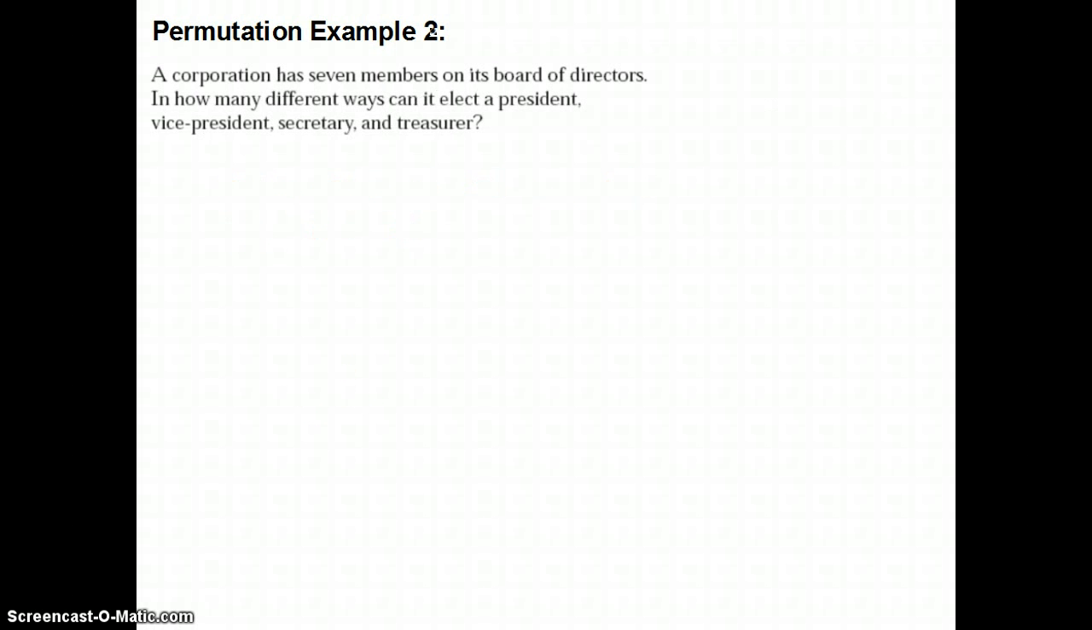Let's look at the next one. We have a corporation that has 7 members on its board of directors. In how many ways can it elect a president, vice president, secretary, and treasurer? Similar to the last problem. So picking the president, 7 people have a shot.